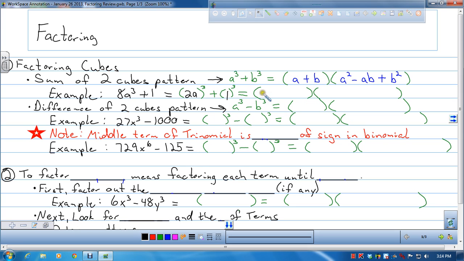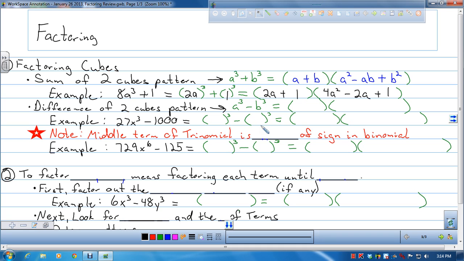Alright, so now I've got the sum of two cubes. Well, I write down what I cubed there, plus what I cubed here. Then I square this, which would make it 4a squared. I multiply these two together and subtract them, so minus 2a. And then I square this. Okay? So that's your pattern for the sum of two cubes.